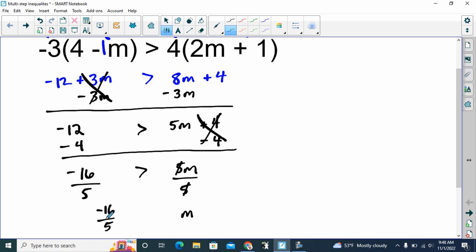You don't need to type it into a calculator and write it as -3.2. Write it as an improper fraction. Reduce it if you can. We divided both sides by +5. We do not flip our inequality. -16 over 5 is greater than m.